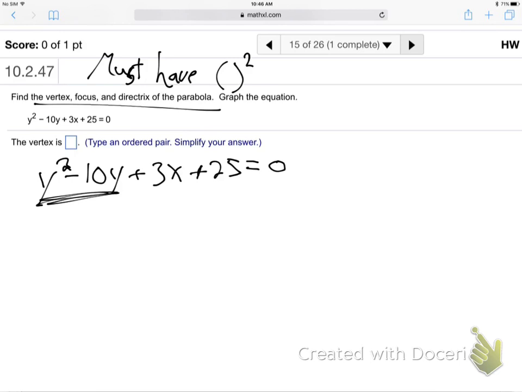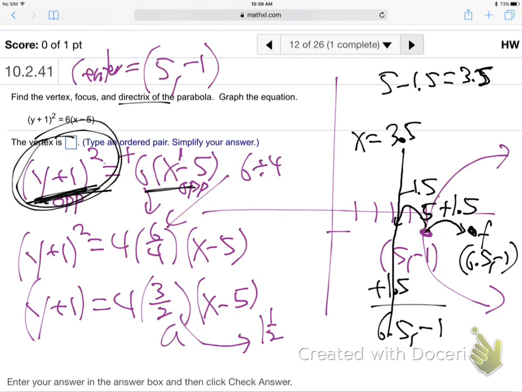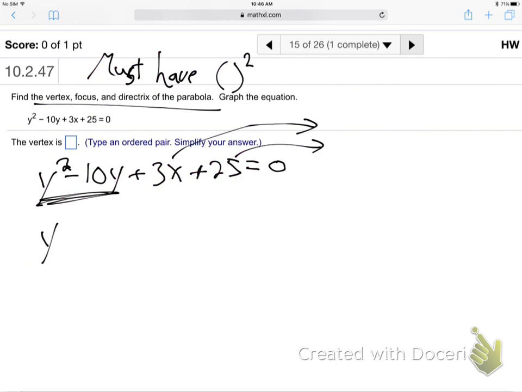So what does that mean? Well, first off, yank this stuff to the other side. Why? Because see how we always have y on one side, x on the other, where we separate them? So I'm doing that. So we've got y squared minus 10y. Move these guys over: minus 3x minus 25. Good so far?